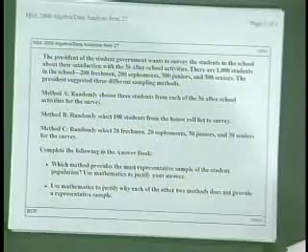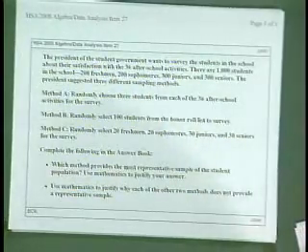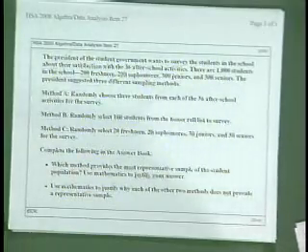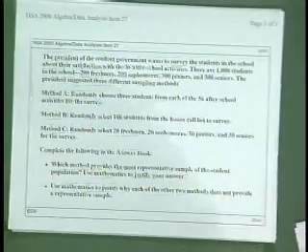So the president of the student government wants to survey the students in the school about their satisfaction with the 36 after-school activities. Wow, it's a lot of activities. There are 1,000 students in the school. There are 200 freshmen, 200 sophomores, 300 juniors, and 300 seniors.